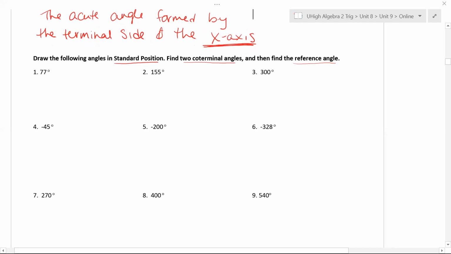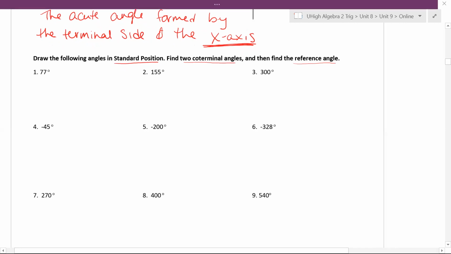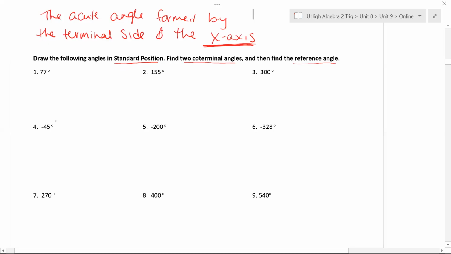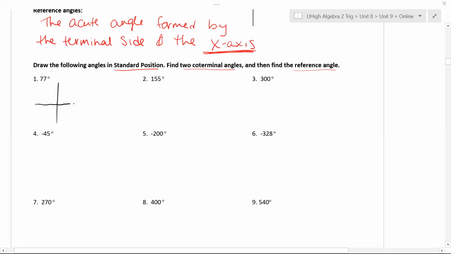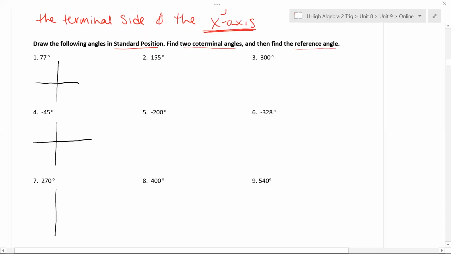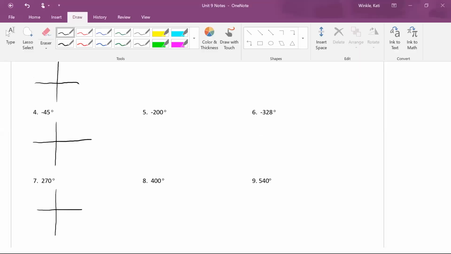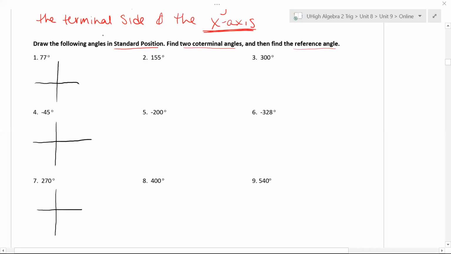So the first thing that I'm going to do here is I'm going to just change my color really quick. And I'm going to draw each one of these. Just kind of give them that coordinate plane. And then just like I picked for the colors above, I'm just going to do the same colors down here. So standard position is going to be in blue. So 77 degrees in standard position.